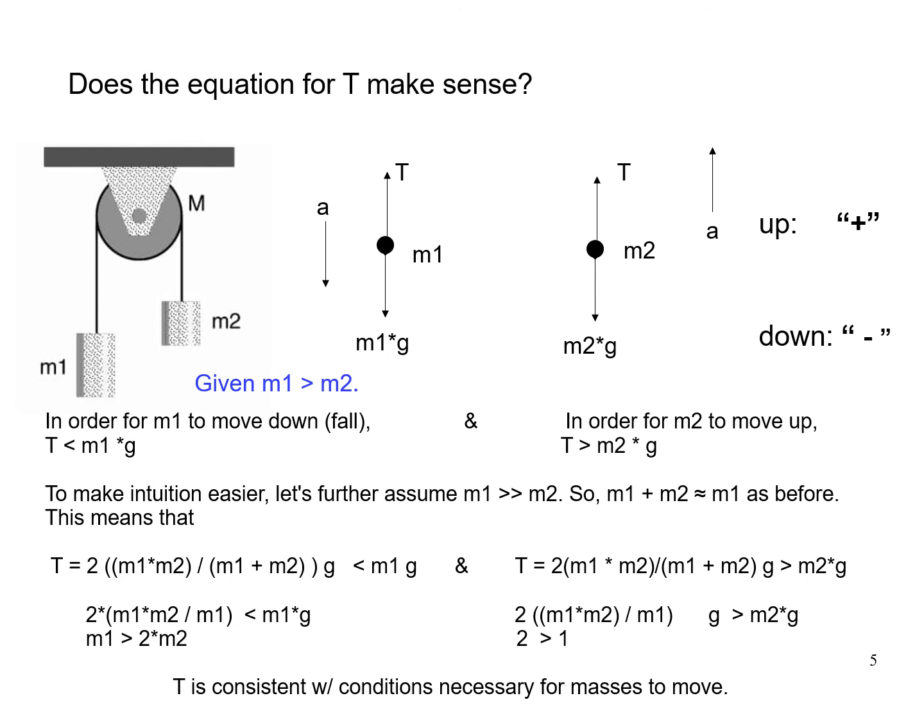Therefore, we see that our formula for the tension T is at least consistent with the conditions necessary for the masses to accelerate in the directions that experience tells us they do move. Further, we have confirmed that the units of T are the units of force. Our equation for T checks out.